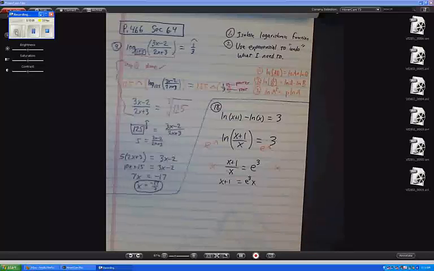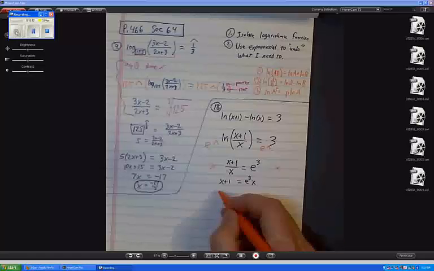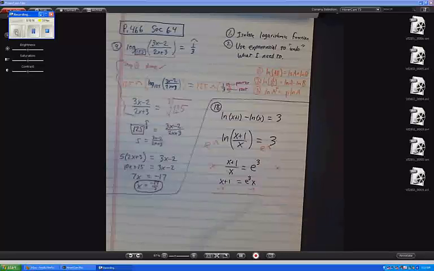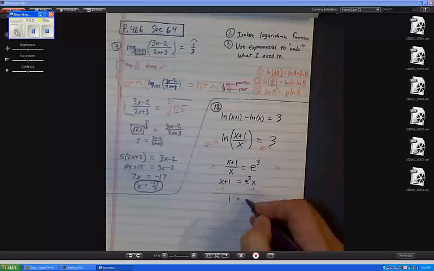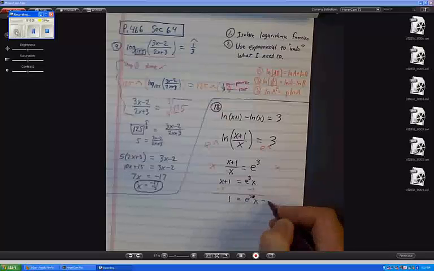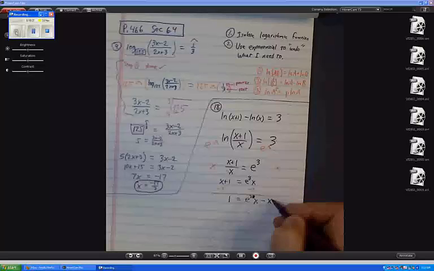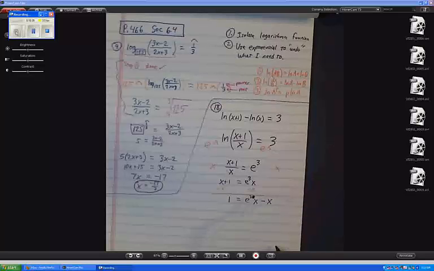So I'd really like to get all the x's on one side. So my next step is, how about we subtract x from both sides? Okay? 1 equals e to the cubed times x minus x. Stop me if I confused you. Am I okay?